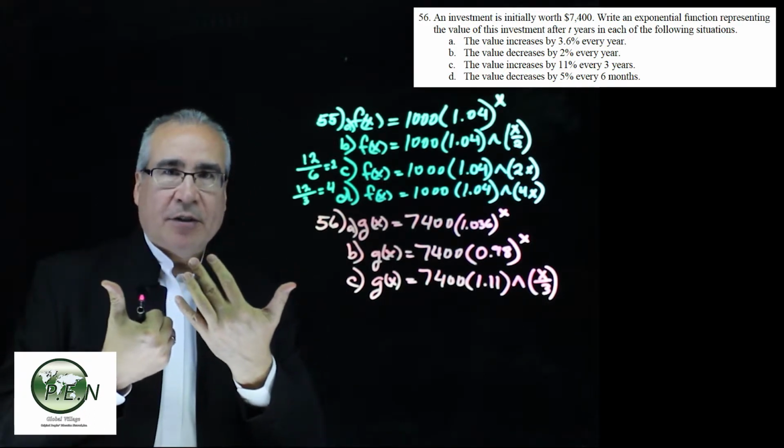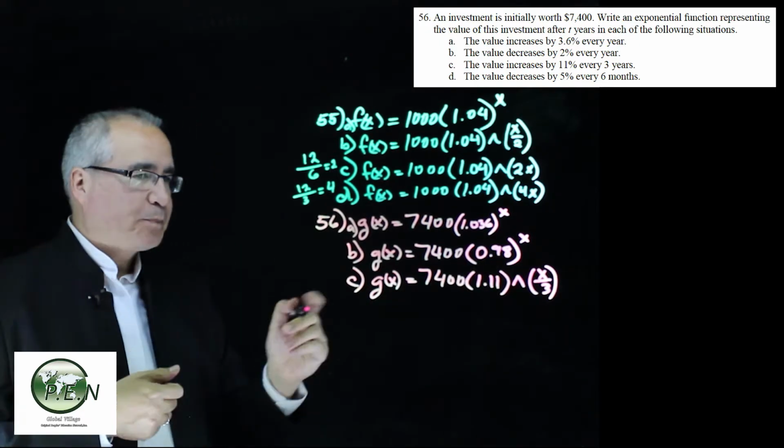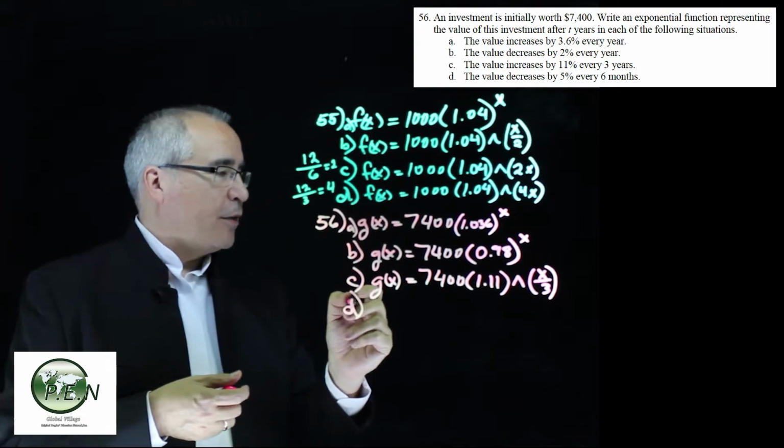In 6 years, you will have increased 2 times, right? 6 divided by 3 is 2. That's going to be how it works. See? And let's see what D has to throw for us.